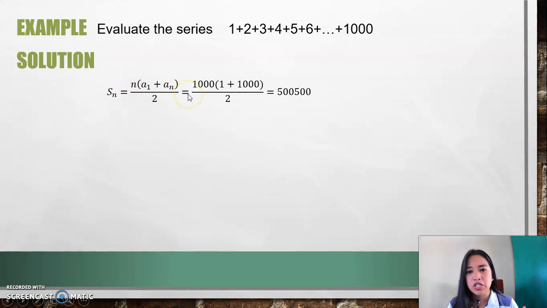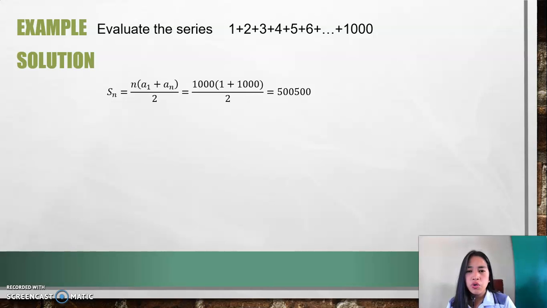So, since it is arithmetic, we will use the formula n times the quantity of a sub 1 plus a sub n, all over 2. We use this formula since the last term is given, which is 1,000. Since the common difference is 1, we can determine that our n is 1,000. By substituting the given, a sub 1 is the first term and a sub n is 1,000, we obtain 500,500. That is the sum.